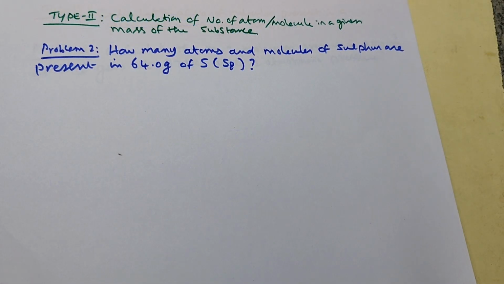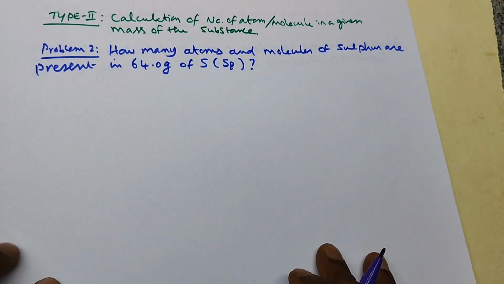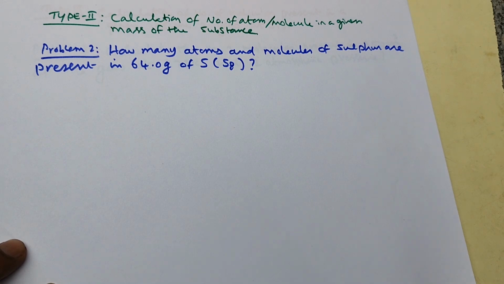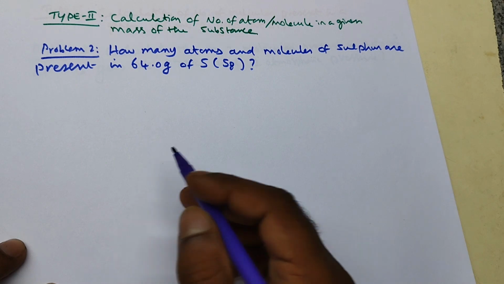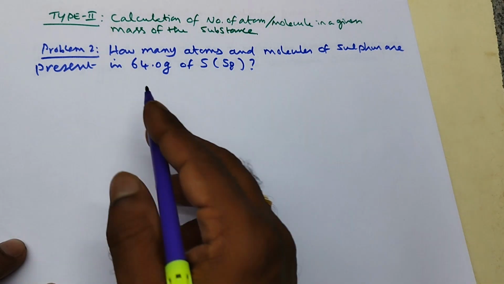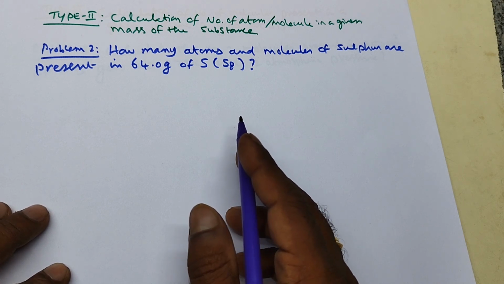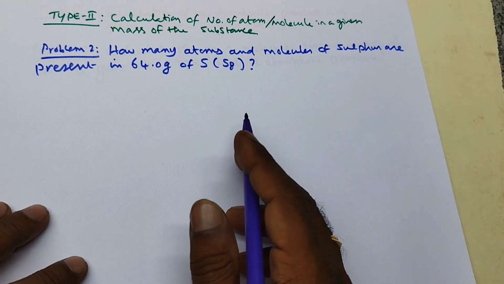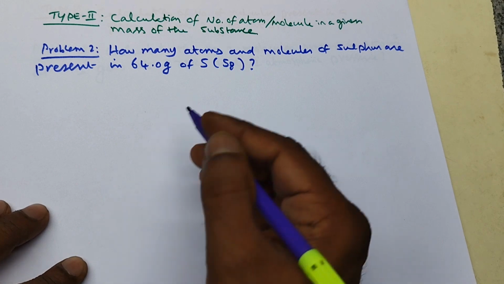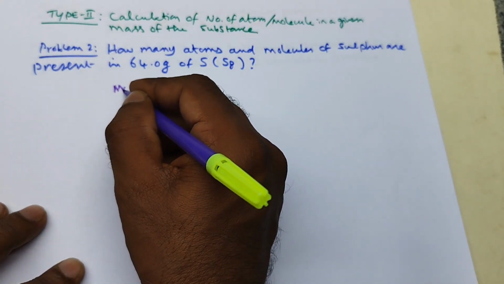Now we will take another type of problem. Calculation of the number of atoms or molecules in a given mass of the substance is the second type. Based on this concept, we will take the problem: how many atoms and molecules of sulfur are present in 64 grams of sulfur? Sulfur is normally octatomic, that is 8 atoms in one molecule. So first we have to find out the molecular mass.